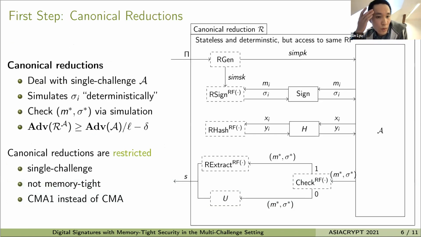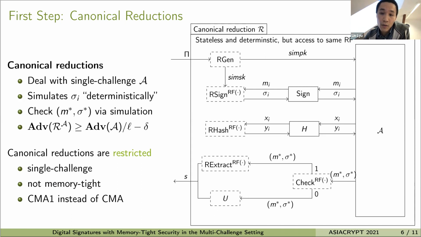So our first step towards solving this problem is that we define a special kind of non-black box reduction, which we call canonical reductions. The idea of a canonical reduction is that the reduction R deals with a single challenge adversary A and simulates a signature for A in some deterministic way. Then the check for the final forged query can be done by comparing the sigma star with the simulated signature for the message M star. In this way, the reduction R does not use memory to store any message signature pair.